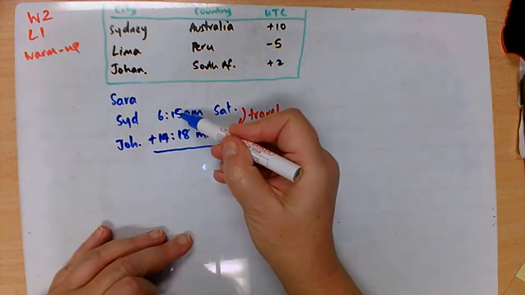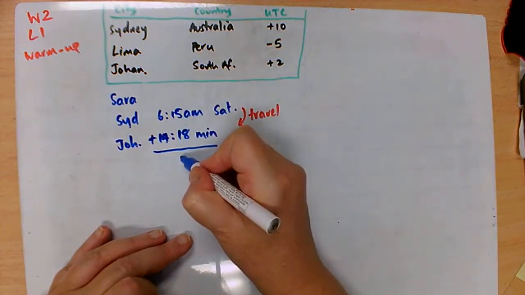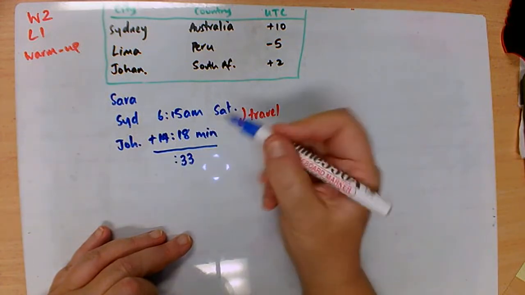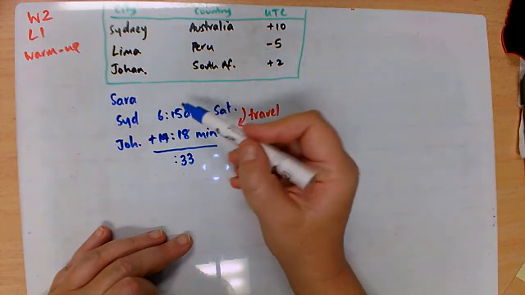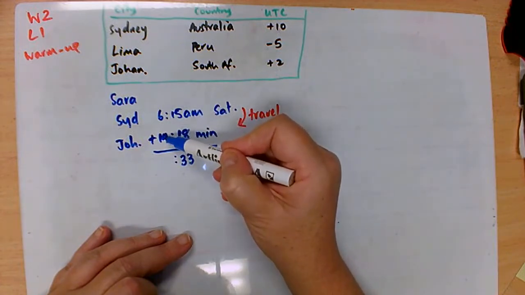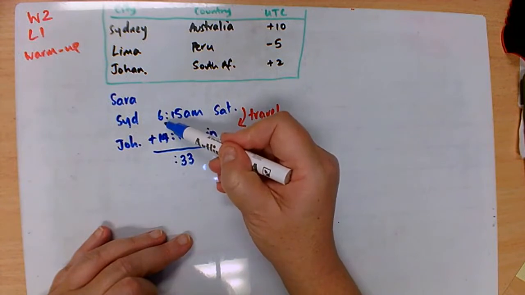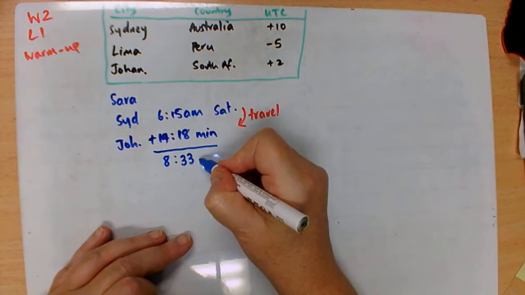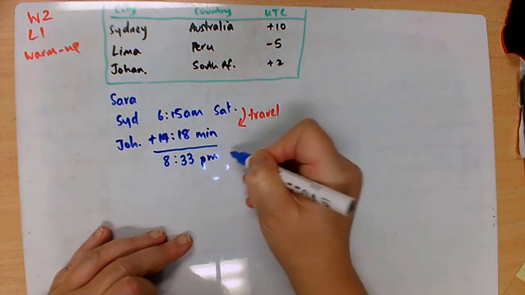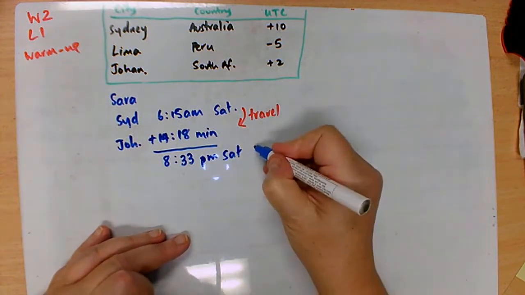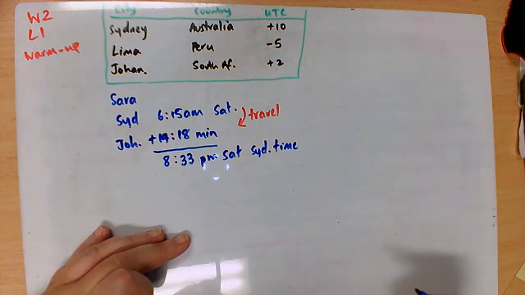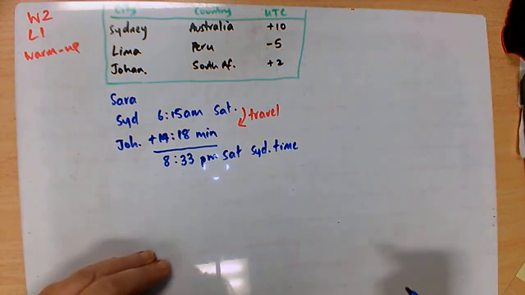So the 18 minutes to the 15 minutes is going to give us 33 minutes past the hour. We're adding 12 hours, which will give us 6 p.m. Another 2 hours gives us 8 p.m. So she would arrive in Sydney at 8:33 p.m. on Saturday. And we have to remember that this is Sydney time. Okay, so what time is it in Johannesburg?